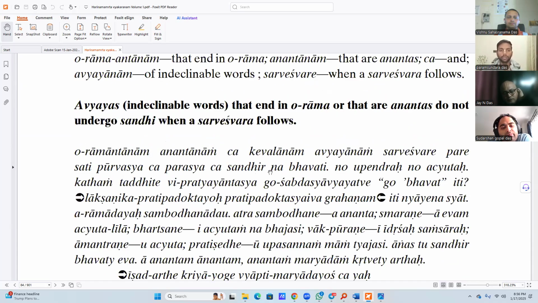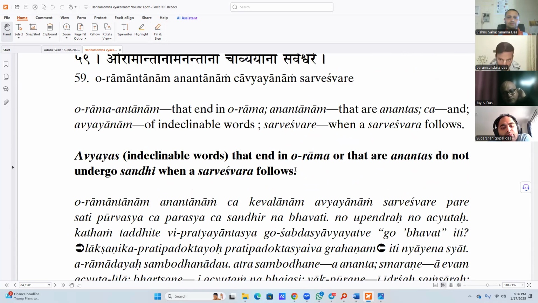Then the second part of this sutra says, if we have avyaya shabdas again, indeclinable words, which are anantas. What are anantas again? What are anantas? Anantas. A, i, u. Yes, a, i, u anantaha.